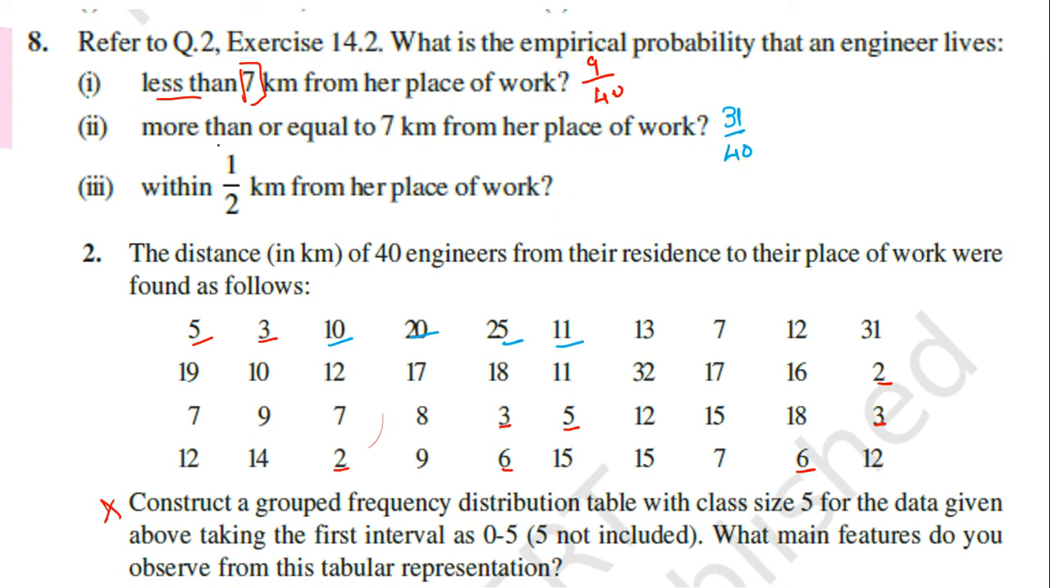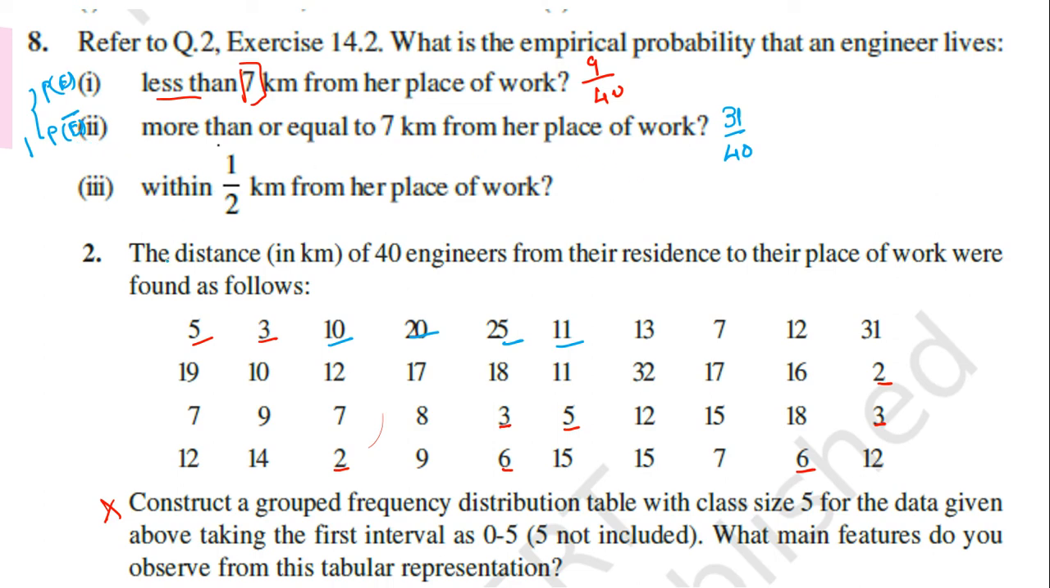So, in other terms, this is P of E and this is P of E bar, because if you add both of these, then 1 will come. See, 9 plus 31 is 40, 40 by 40 means 1. So this is your P of E and this is your P of E bar.